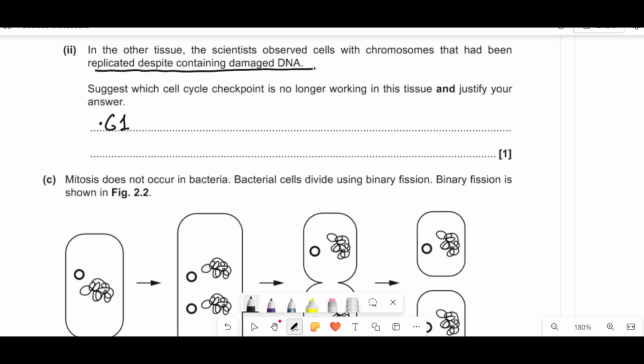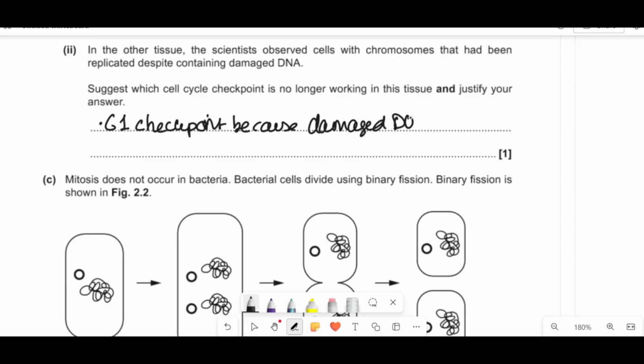So here, it's got to be the G1 checkpoint, because the question told you that they had replicated despite containing damaged DNA. They're going to replicate the DNA that is damaged. It's just that G1 checks if it's damaged first to stop it from getting there. So G1 checkpoint. Why? It's because the damaged DNA should have stopped the cells entering the S phase.